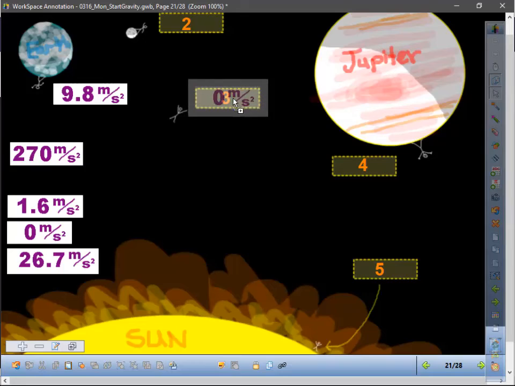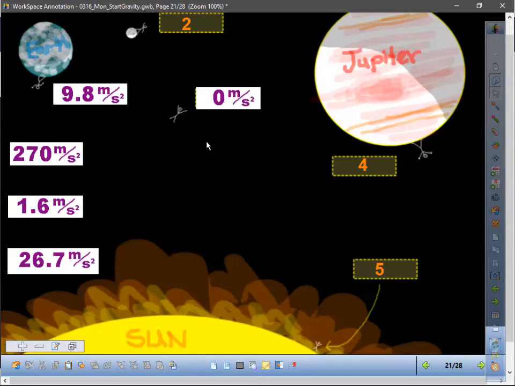Well, it makes sense that he would have no acceleration of gravity because there are no objects nearby pulling on him, so there's no force of gravity on him. He's going to be floating weightless in the middle of nowhere. All right, so now there are 3 left: 2, 4, and 5.